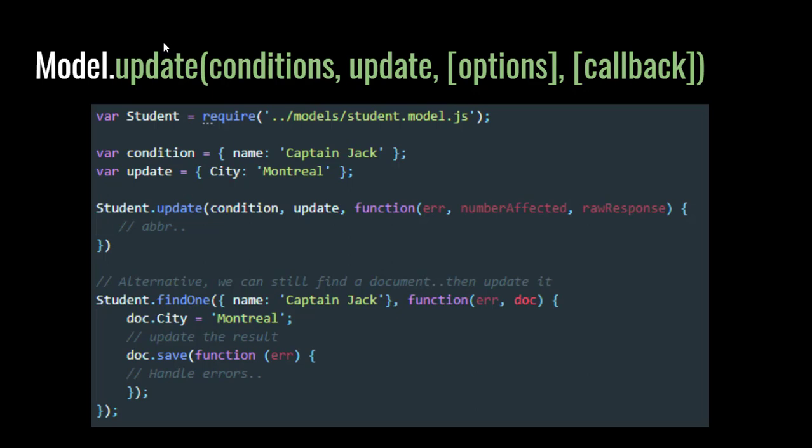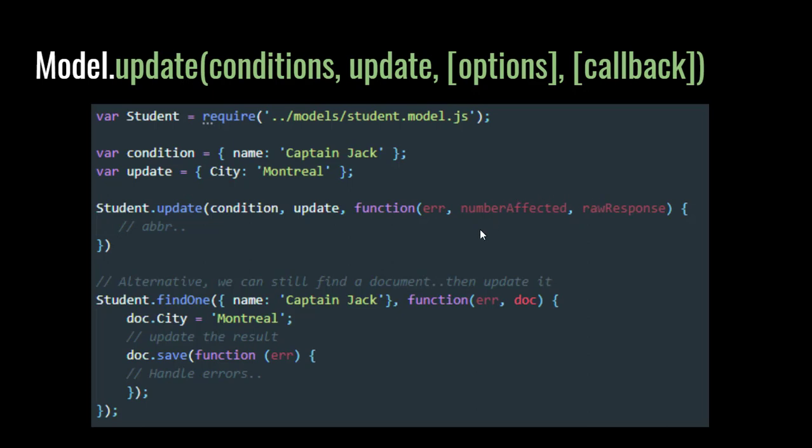We have an update operation where we're going to take the city and change it to Montreal, and then we're going to call our update with the condition, which right here, instead of inline, maybe this is a little bit more clear. It depends on you, right? Developing this might be clearer to you or not. It'll say, okay, I'm going to update Captain Jack, and then I'm going to set his city to Montreal, and after that, this callback function with the error first will give me the error, the number affected, and the raw response.